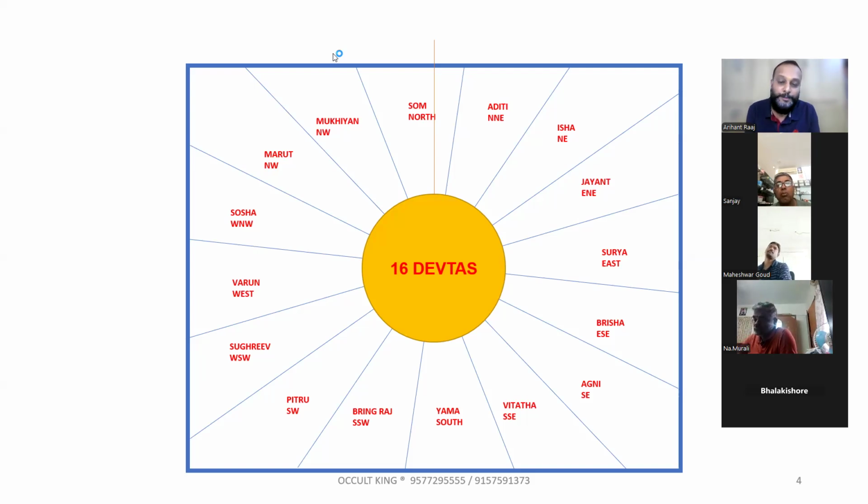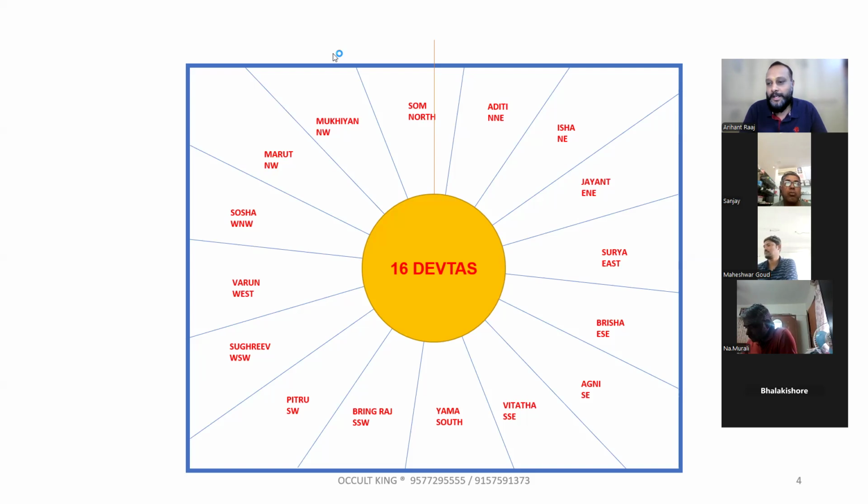Next, Bringraj. Bringraj is one of the Devatas responsible for the south-southwest direction. This Devata will help you in two ways: one is a good way, one is a bad way. The bad way is it will make you have more expenditures. This Devata will also give miscarriages, relationship issues, and divorce. It can also give problems in the relationship or maybe problems in the family. So if you are having any such problems, then you must check that this Devata might be the problem. You have to balance it.